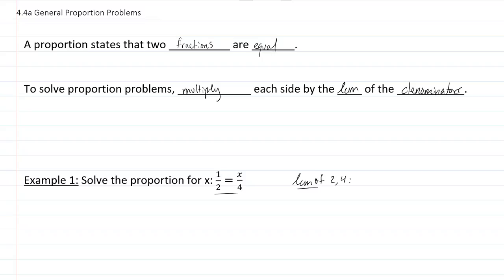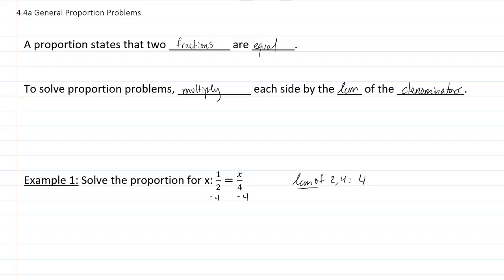This is going to be the smallest number that is a multiple of each. It's pretty clear from just looking that 4 is going to be the LCM, because 4 is a multiple of 4 and 2 is a multiple of 4. And clearly 4 is the smallest such multiple, because 4 times 1 is 4. So if I multiply both sides by 4, I'm going to do that right now. So I'm going to multiply by 4, multiply by 4.